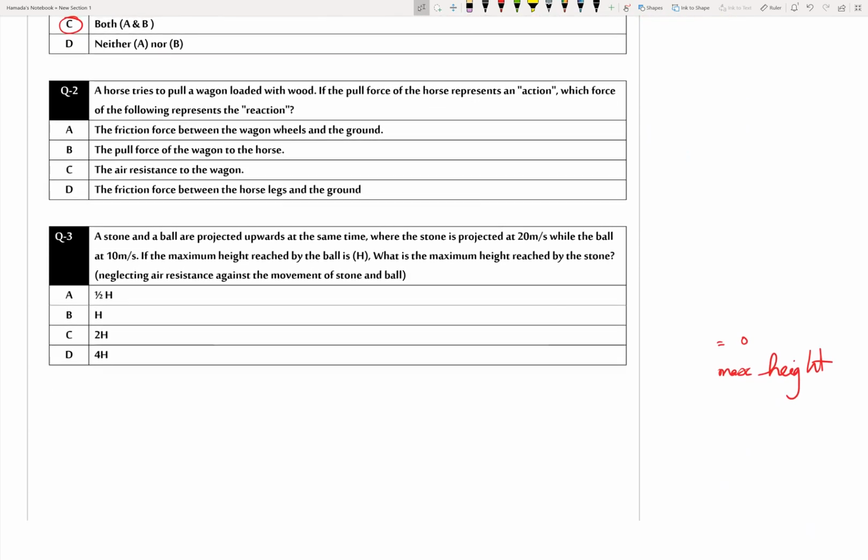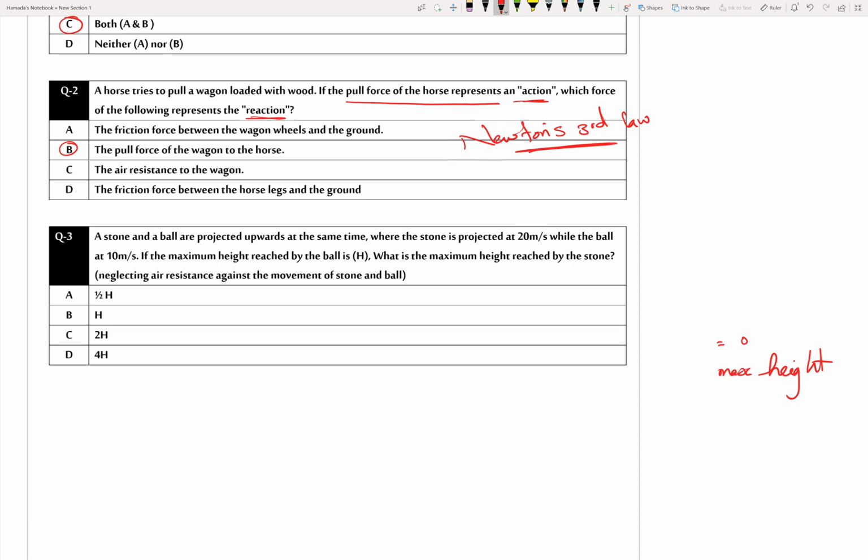Question 2. A horse tries to pull a wagon loaded with wood. If the pull force of the horse represents an action, which force of the following represents a reaction? This is Newton's third law, which states that for every action there is a reaction equal in magnitude and opposite in direction. Here the action is the pull force of the horse on the wagon. So the wagon will react with the same force but in the opposite direction, so it will be the reaction. So the answer will be the pull force of the wagon on the horse.